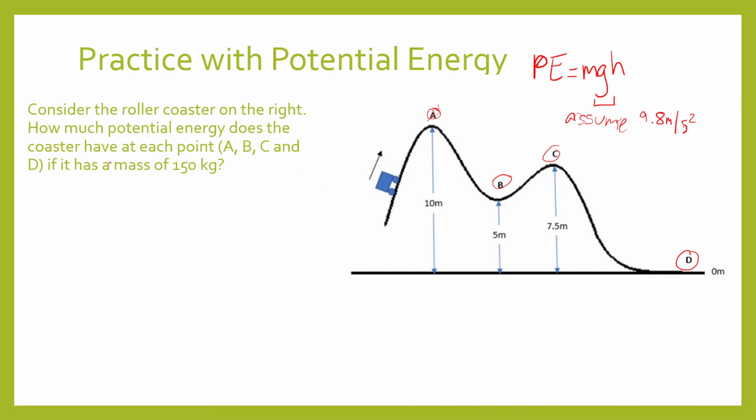So we're going to try this out with our first location, which is at 10 meters. We're told to consider the roller coaster on the right. How much potential energy does the coaster have at each point, A, B, C, and D, if it has a mass of 150 kilograms? Right off the bat, I'm going to circle my 150 kilograms because I know this is something I'm going to need to plug into my equation. So we'll start with our equation.